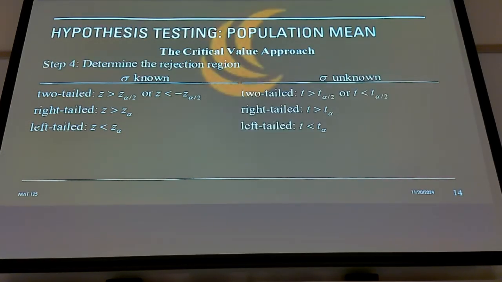If your population standard deviation is unknown, these are the rejection regions, again, fixed. That should be T less than negative T alpha over 2. Right-tailed, your score is greater than the critical value. Left-tailed, your score is less than the critical value. Again, those should be negatives in the left-tailed.